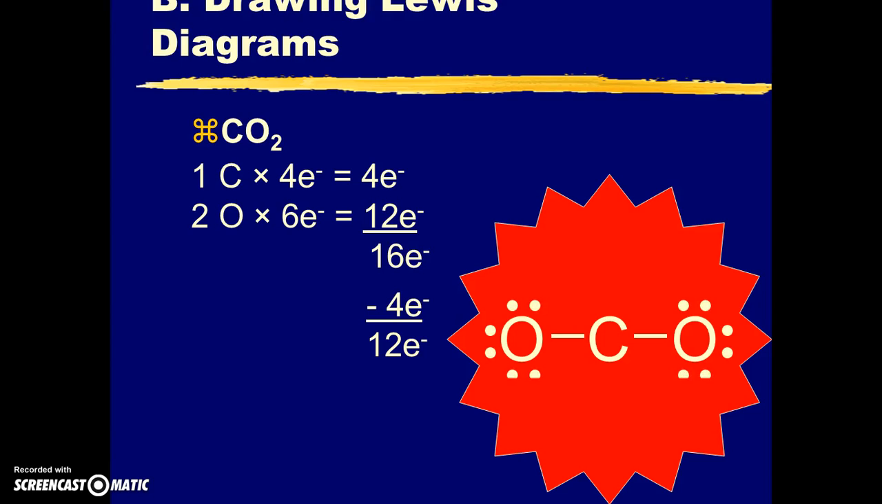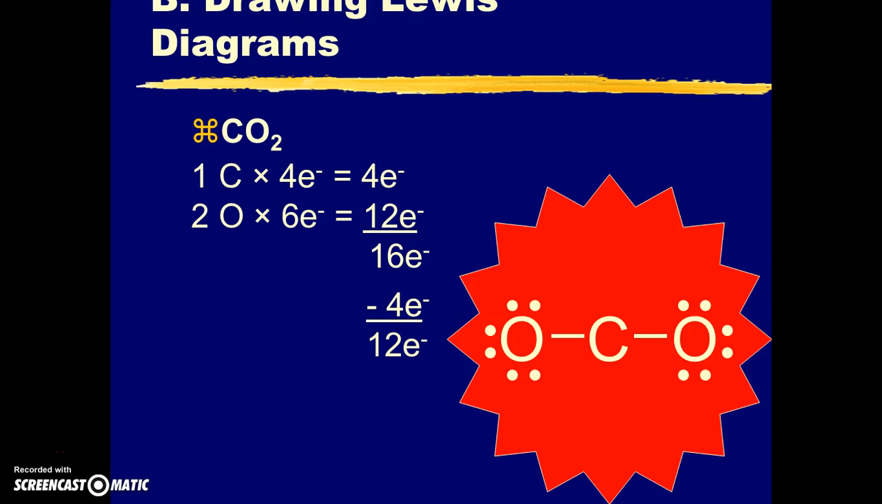If we use those 12 and give each oxygen an octet, that's great. Each oxygen has an octet, but carbon only has 4 electrons around it. It needs 8. And we've used all our electrons. We don't have any more electrons to use on the carbon.